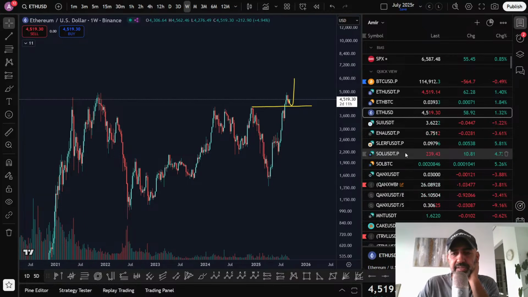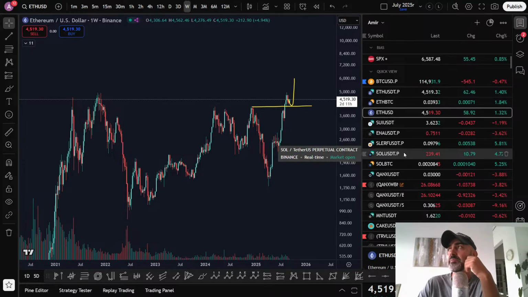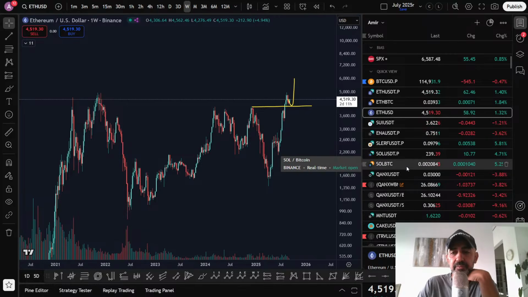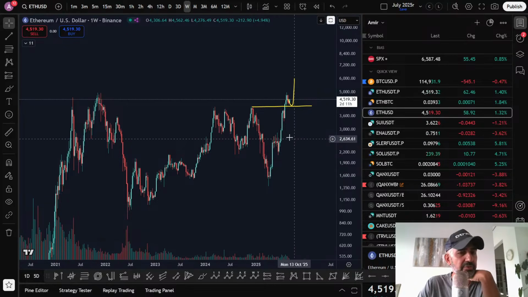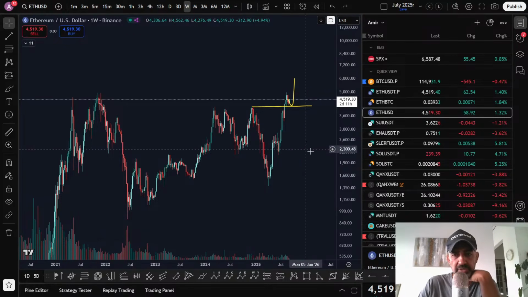Okay, so Solana is moving, so you might want to focus on the Solana ecosystem. That might be something to look at. All right, so that is that. I'm going to move on to the next token that I wanted to look at.